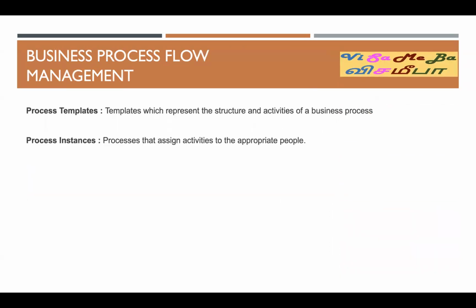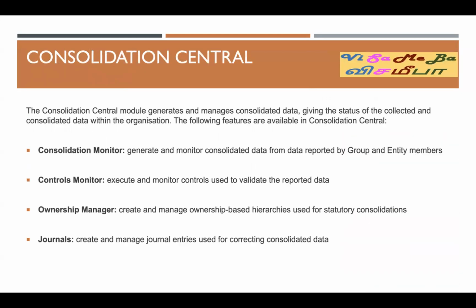And process templates and process instances are a sequence of steps which guide the user to complete one step after another and submit for approval. And we've seen these options as well: the consolidation monitor, the controls monitor, the ownership monitor, and journals.